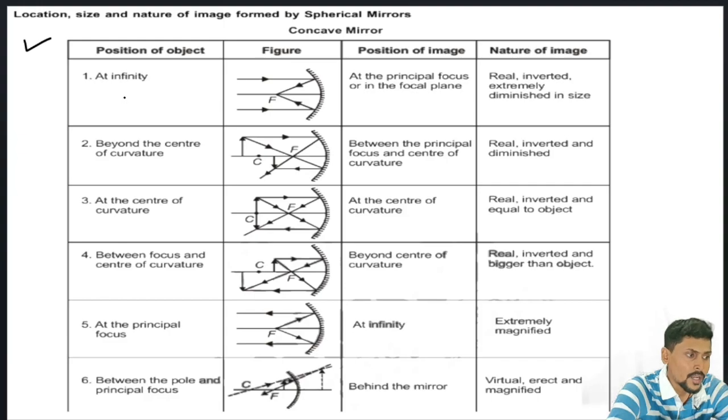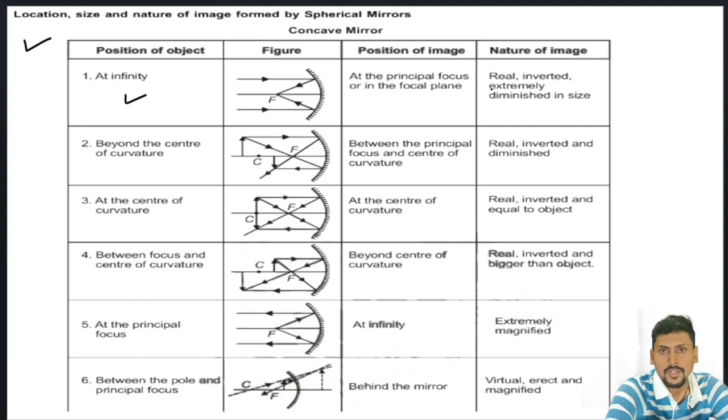So when the object is at infinity in front of a concave mirror, the image will be formed at the principal focus or in the focal plane of the mirror. And the image will be real, inverted and highly diminished. That means compared to the object size, the image size will be negligible. So this is the image of an object at infinity.